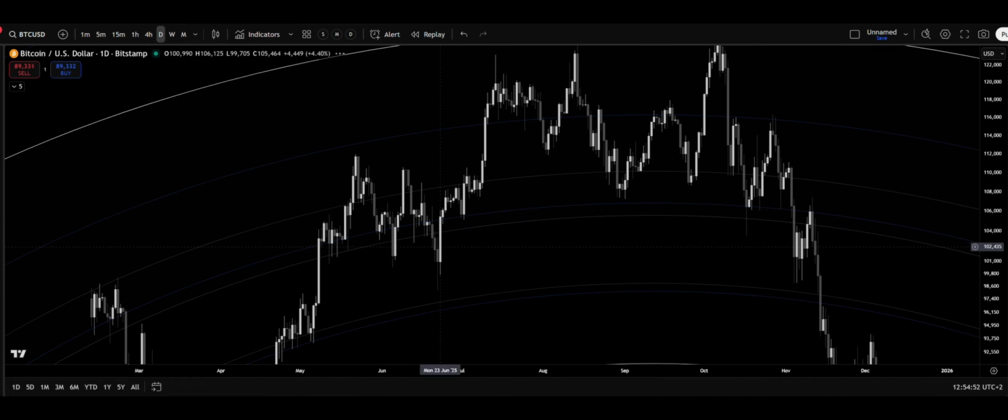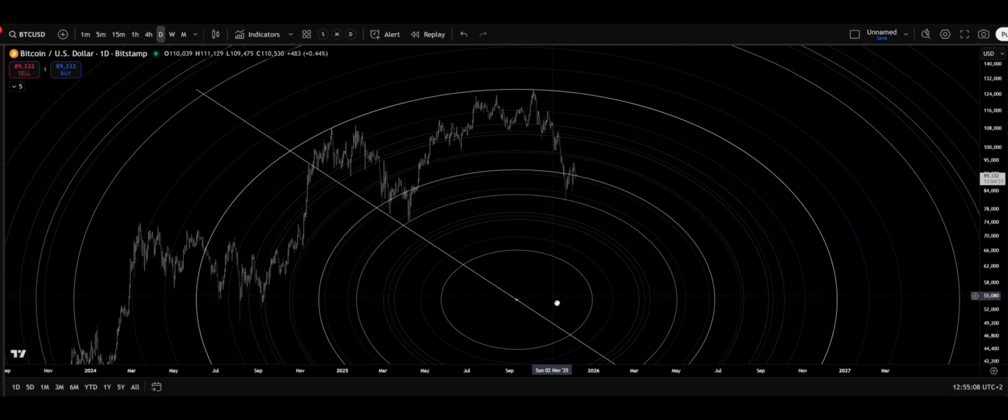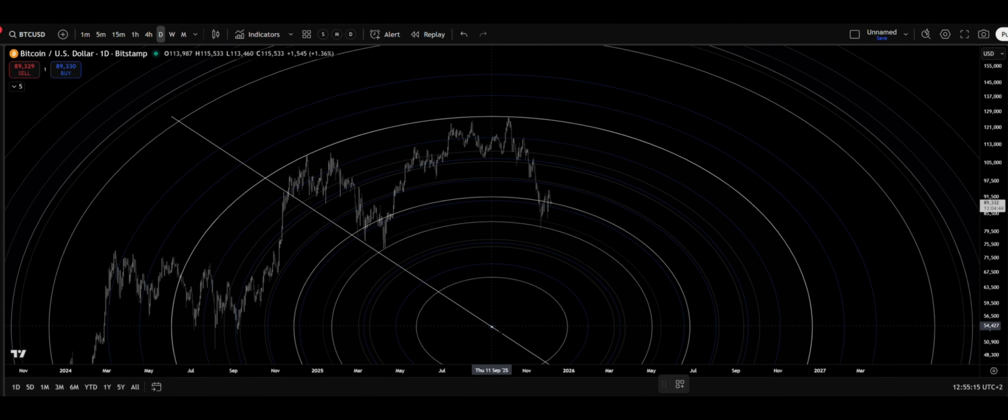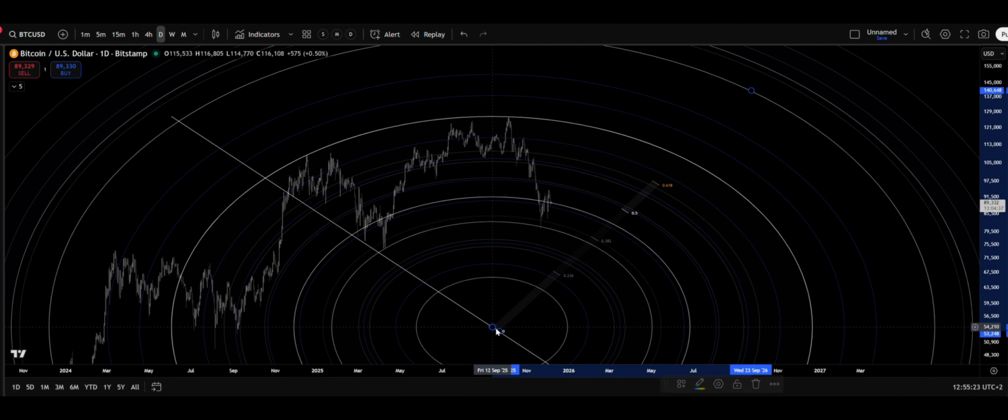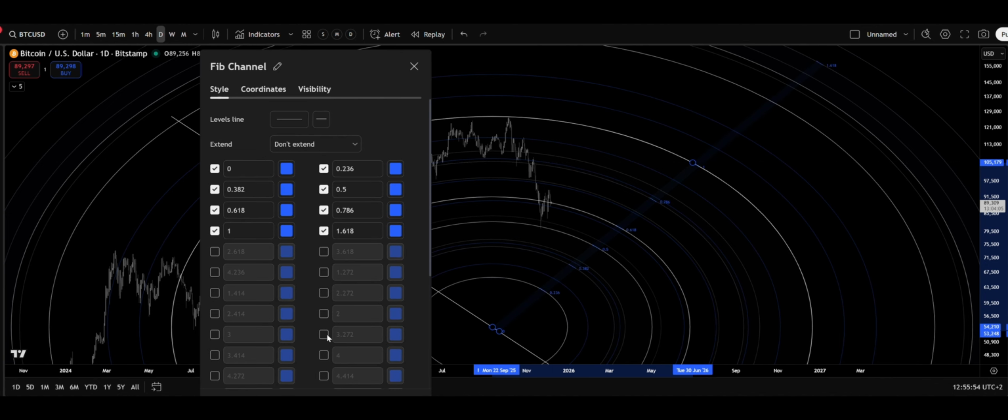0.236, 0.382, 0.5, 0.618, 0.786, and the external ratios 1.5, 1.618, including Euler's number 1.718, which is extremely important.